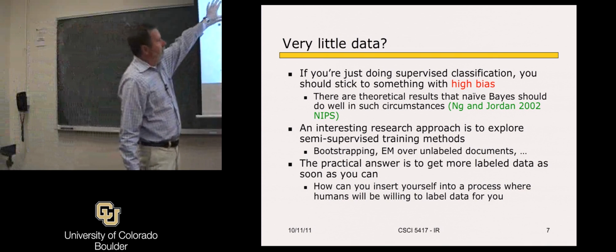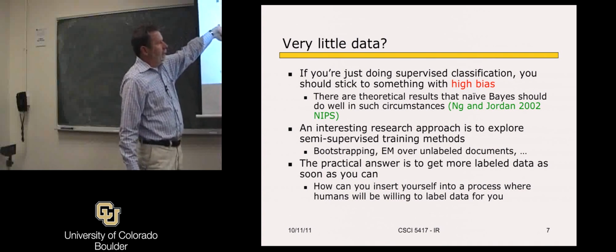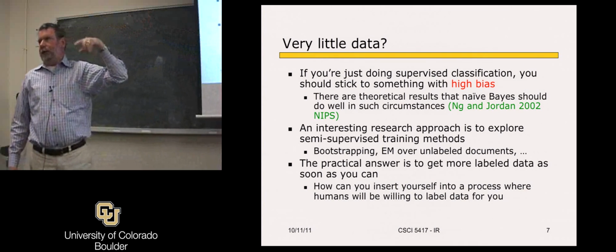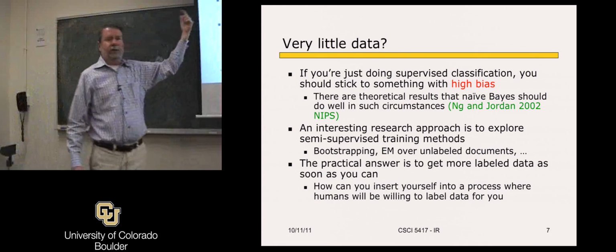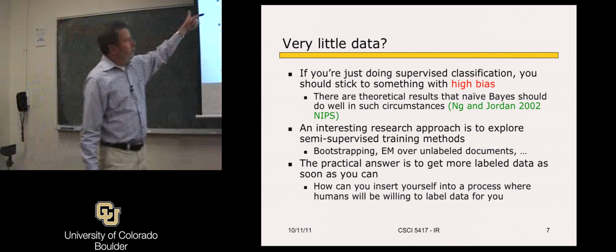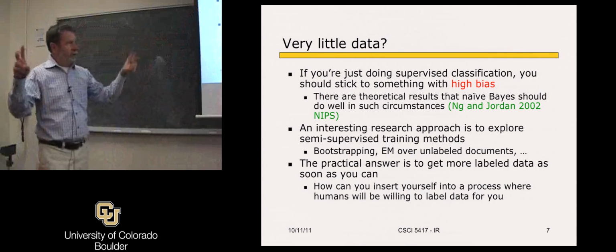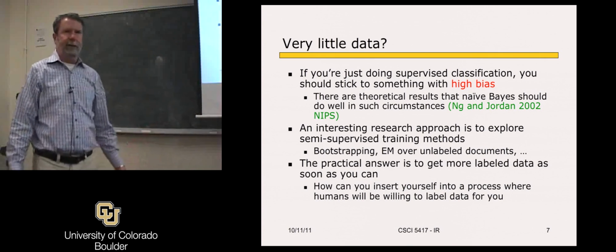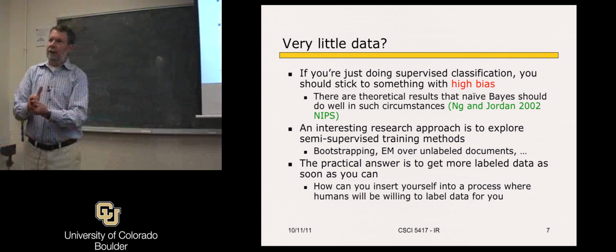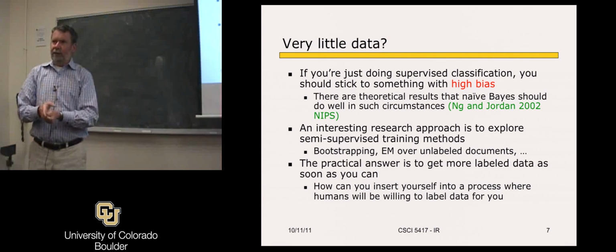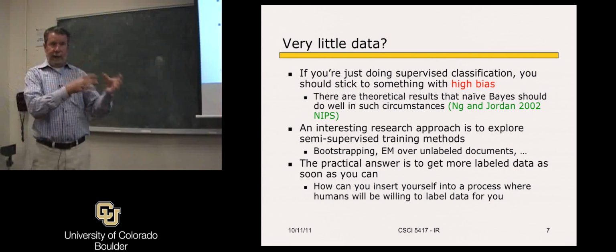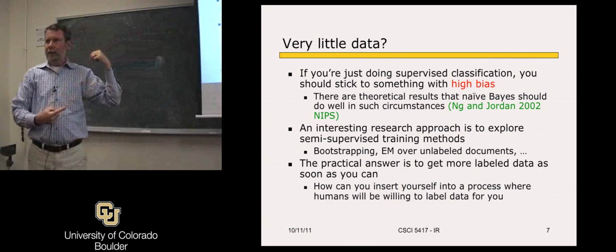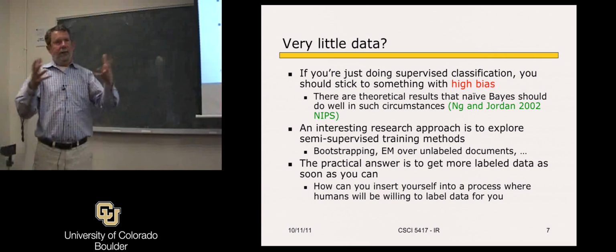Now here we haven't talked about this, and this is actually a big bugaboo in information retrieval and in machine learning and natural language processing these days. The difference between these 2 bullets. So what the first bullet is saying is that an interesting research approach is to explore semi-supervised training methods, bootstrapping, EM over unlabeled documents, and so on. Essentially what that's saying is that you could try something like the following. If you've got not none, but some data, train one of these high bias methods, like naive Bayes, on whatever data you've got. And now you've got a classifier.